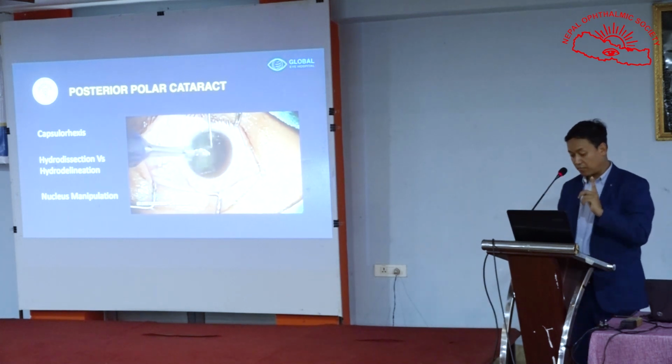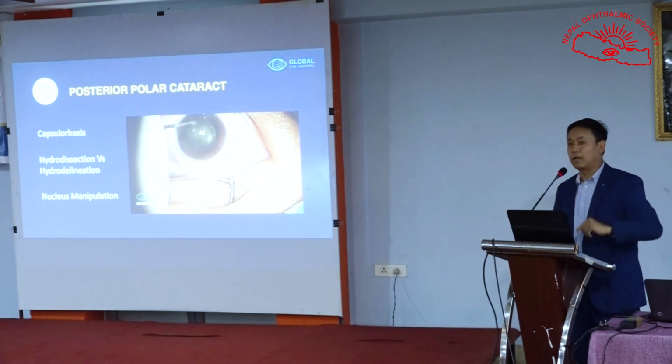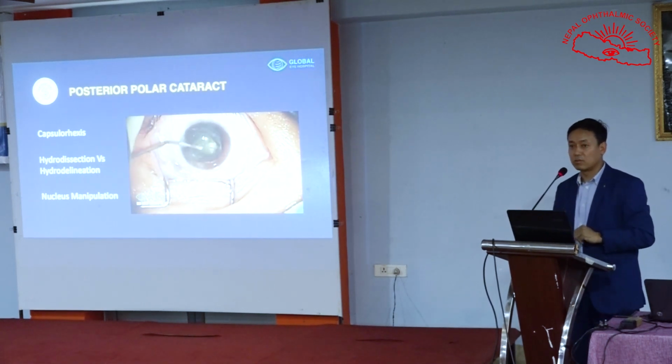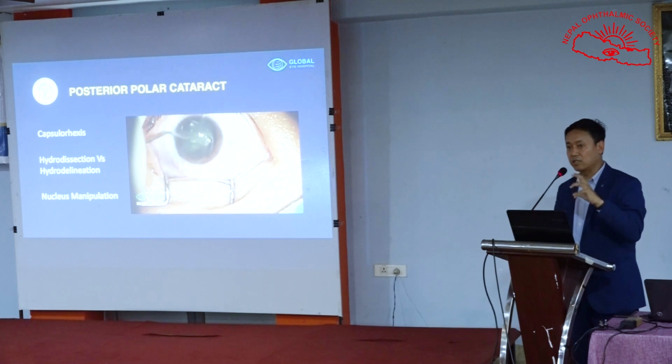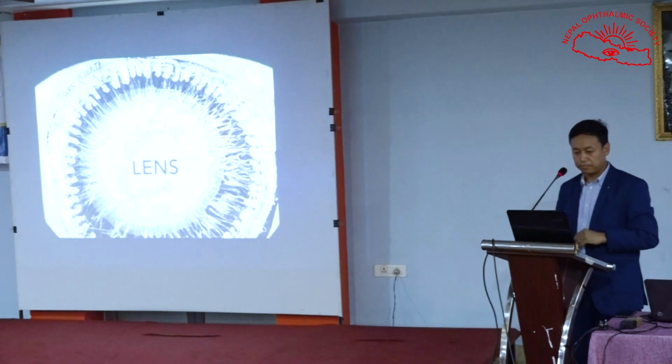But in case of a hard nucleus, or if you still see a posterior polar cataract, make a large capsulotomy and then bring the nucleus intact into the anterior chamber and do the phacoemulsification.